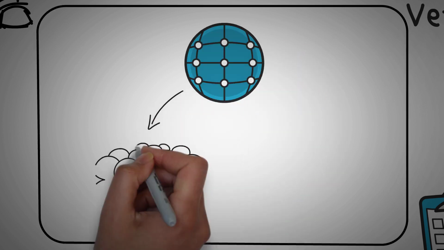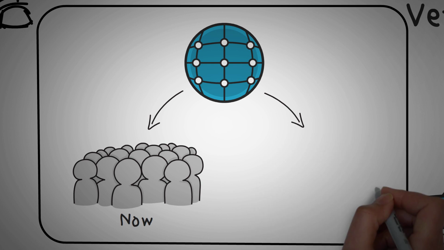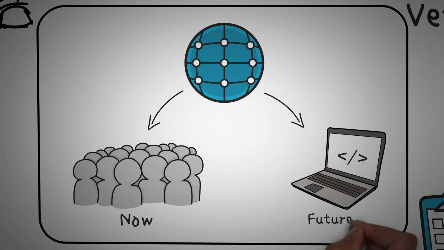So, in short, for organizations, right now, we use people. However, in the future, maybe we will use smart contracts and code.